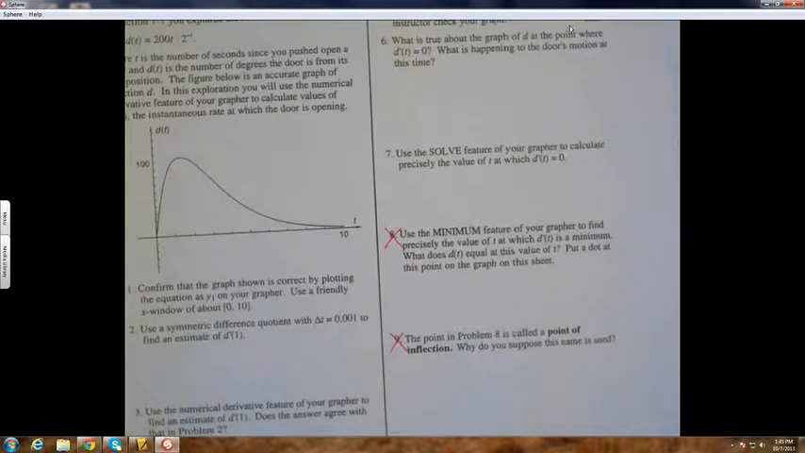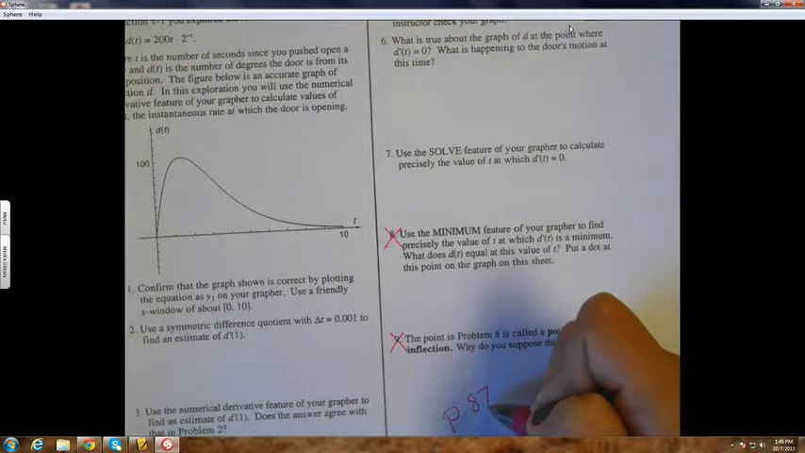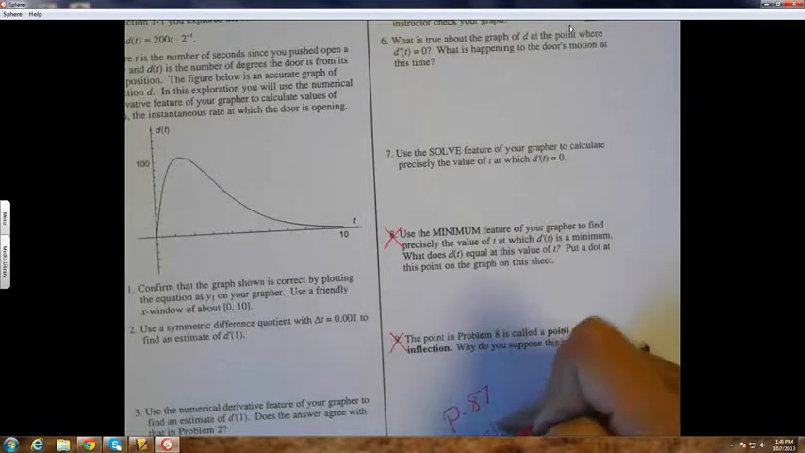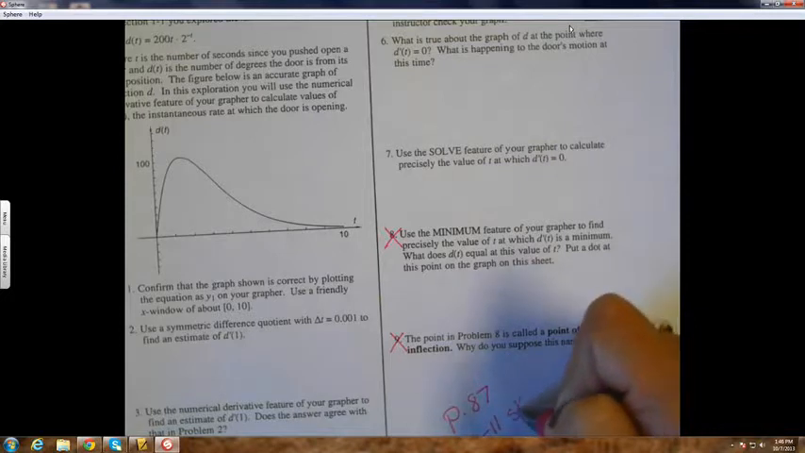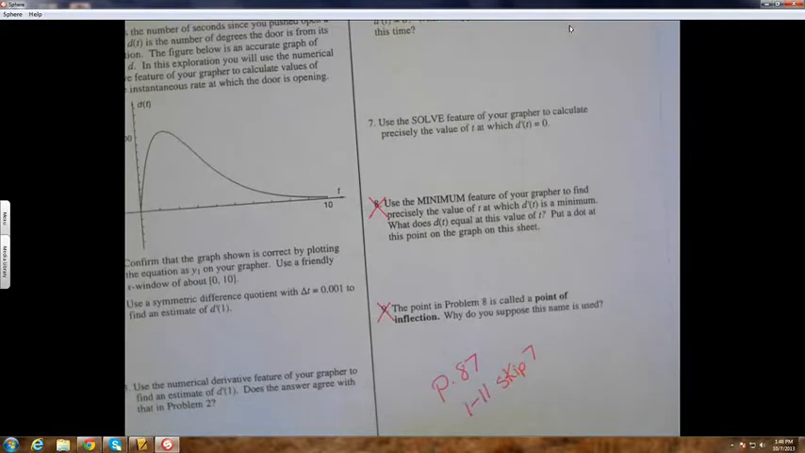And then the homework for after that will be Calc 3-3, page 87, 1 through 11, skip number 7. Have this done when you come in tomorrow.